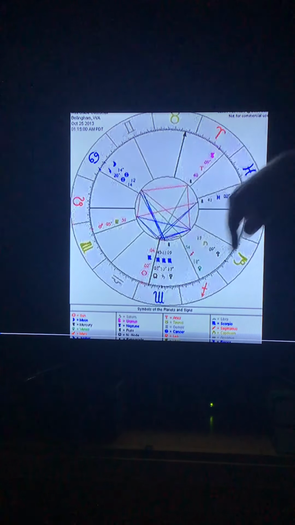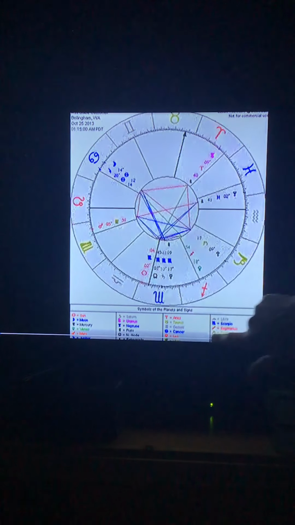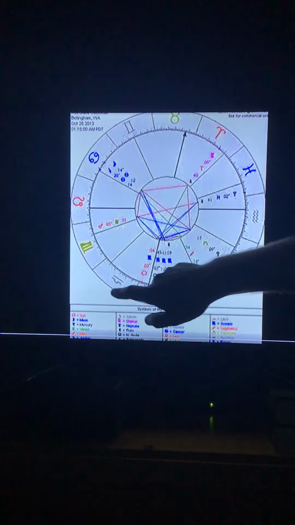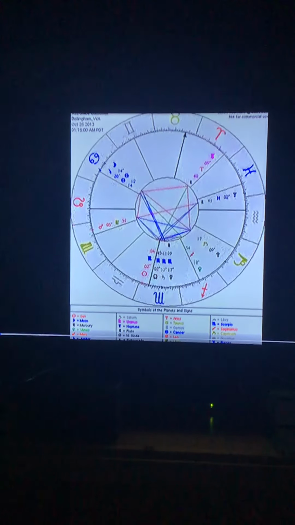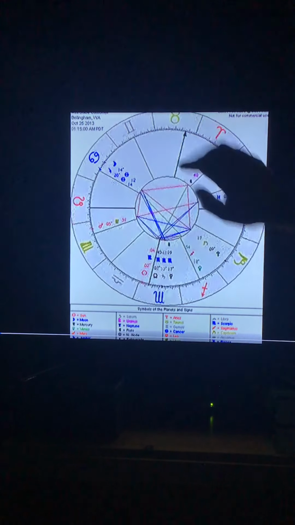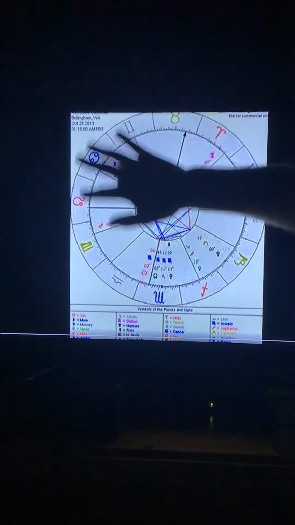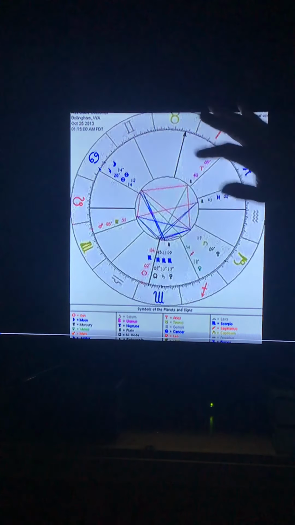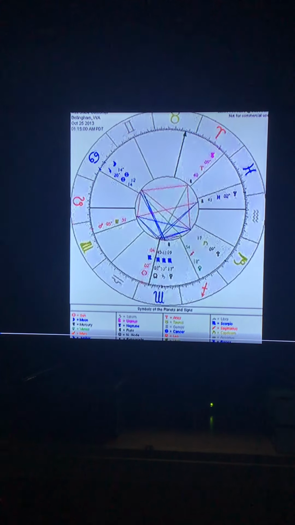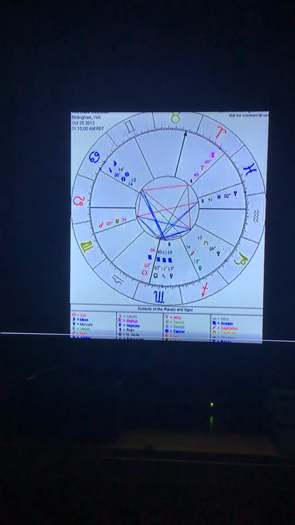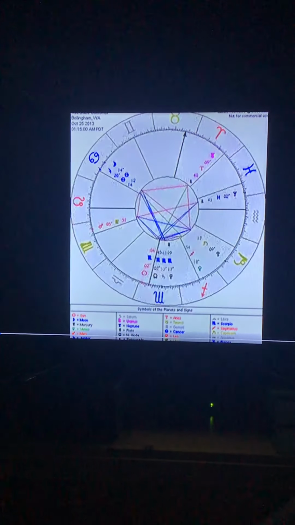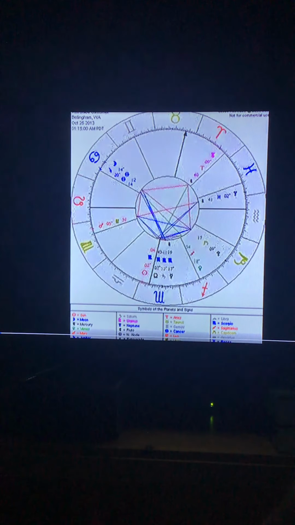This inner ring is the planets. There's a little key right down there that lets you know which one is which. The point we're going to pay attention to the most right now is the moon, because that moves the fastest. Again, each sign is broken down into 30 degrees, and every one of the planets travels through those 30 degrees at a different speed. The moon is the fastest, and it'll travel anywhere from 12 to 14 degrees a day, depending on how fast it's going.